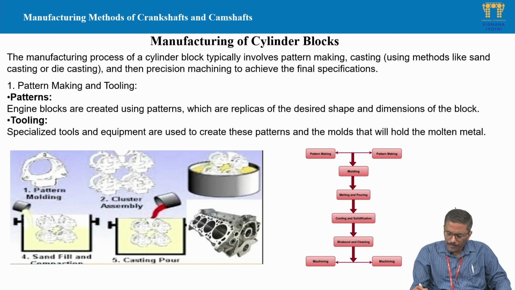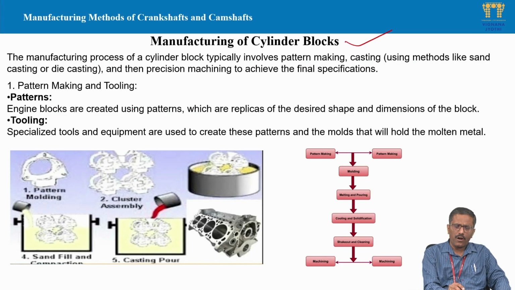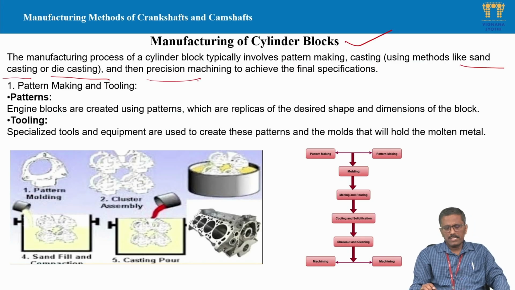So after some of the engine components, now we are going to discuss how the engine block is manufactured. Most of the time we use casting process, that too sand casting process. If not sand casting, we go for die casting process, so that we get a precise engine block. For that, you can see there is a systematic flow chart.